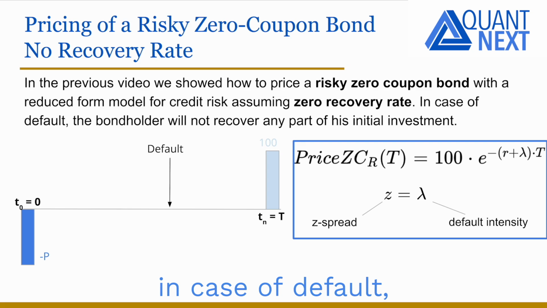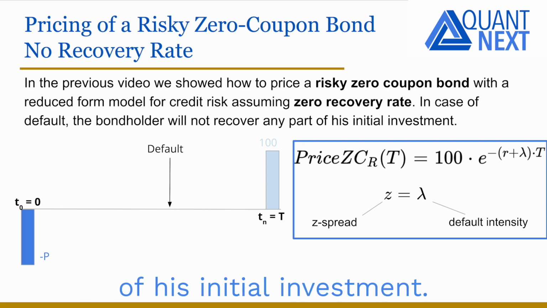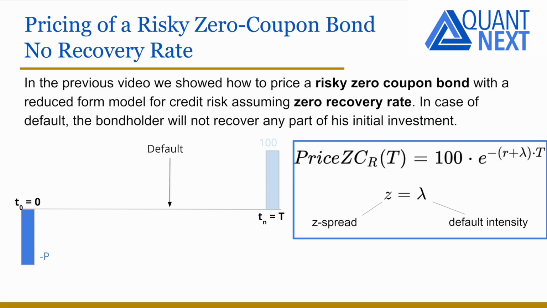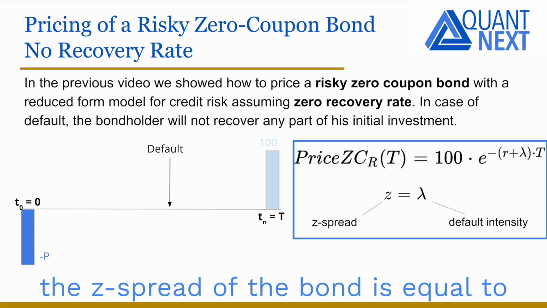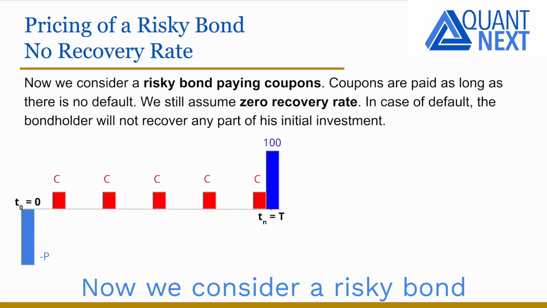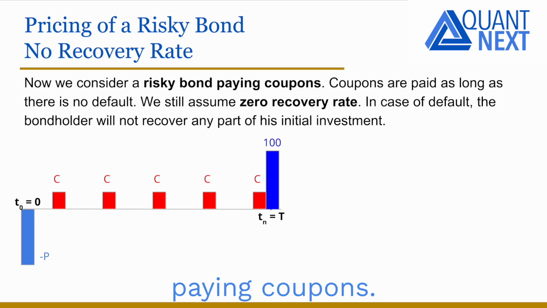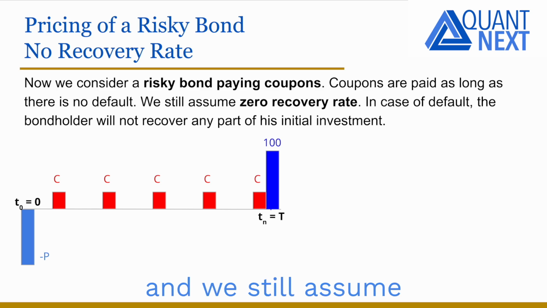In case of default, we assumed that the bondholder will not recover any part of his initial investment. We showed that in this framework, assuming a continuous compounding, the Z-spread of the bond is equal to the default intensity of the issuer. Now, we consider a risky bond paying coupons. Coupons are paid as long as there is no default and we still assume zero recovery rate.